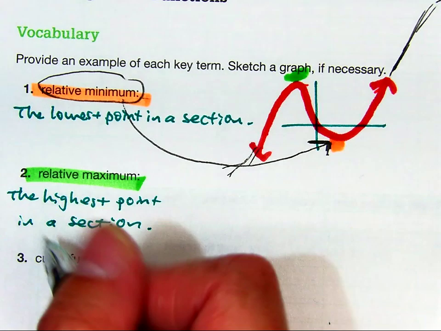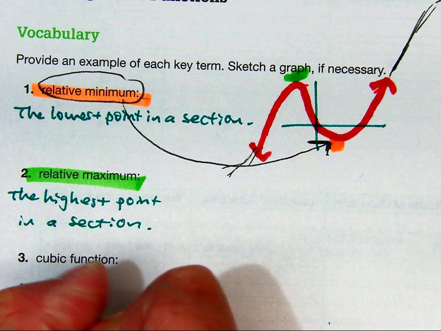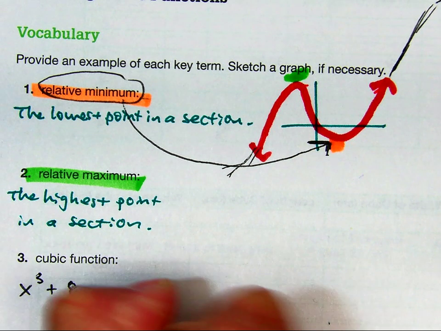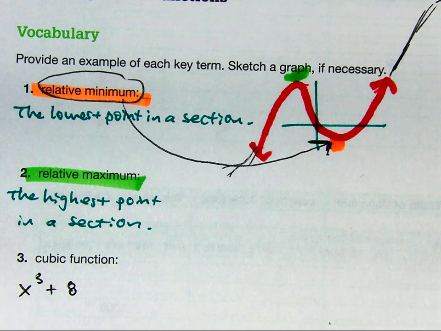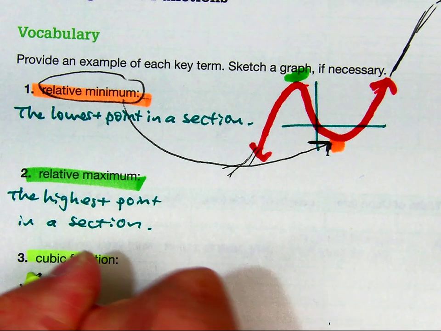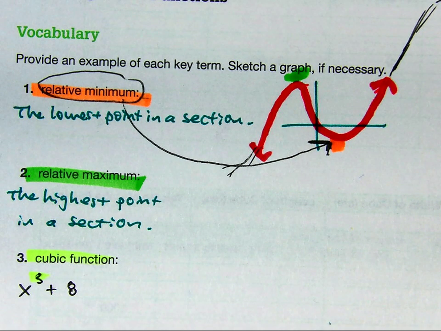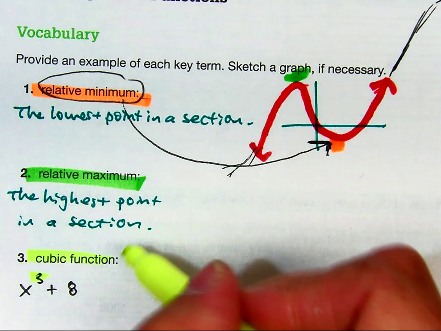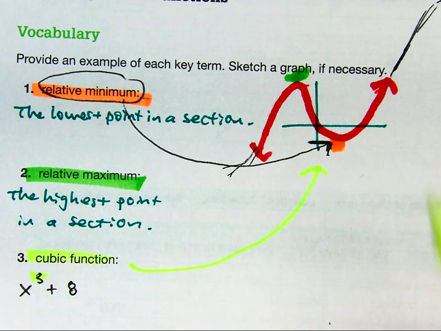What is a cubic function? X to the third power plus 8. That is my example. Cubic function just means three-dimensional. This is an example of a cubic function graph.